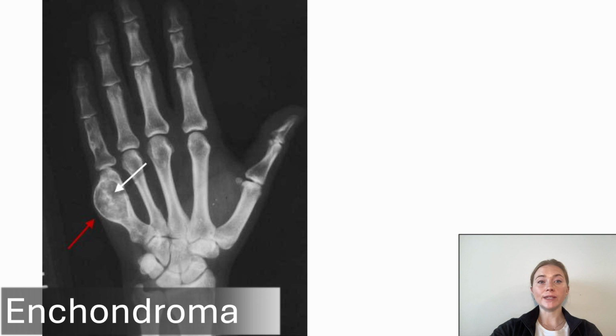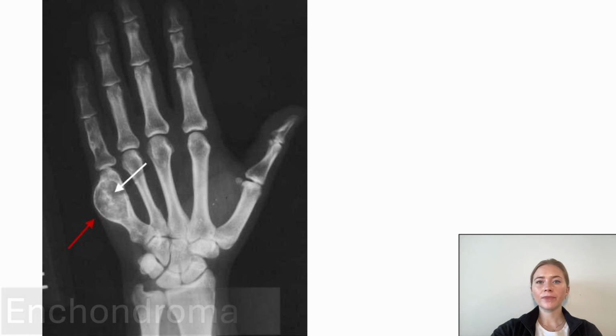Occasionally, you may also see bony tumors on hand x-rays. These can be benign, primary malignant, or metastatic, though malignant bony hand tumors are extremely uncommon. Enchondromas are the most common bony tumors seen on x-ray, and these are benign tumors originating from cartilage. You can see an example of an enchondroma on x-ray here in the D5 metacarpal. It is a well-circumscribed hypodense area within the bone.